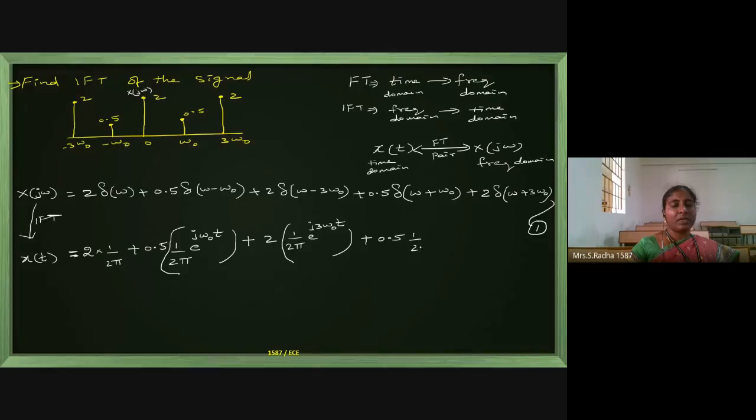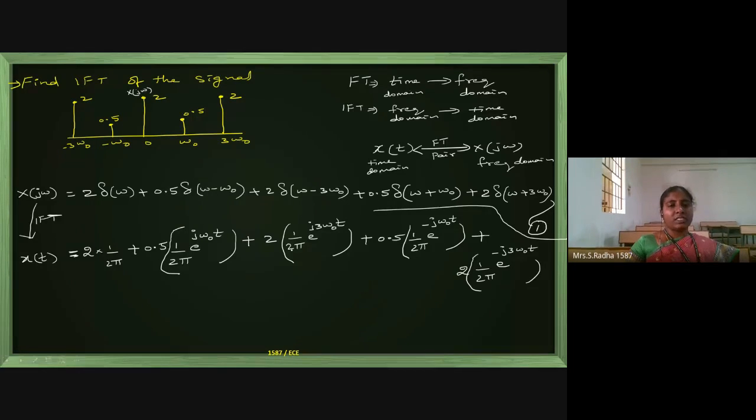1 by 2 pi will be retained. e power minus j omega naught t. Plus the next term, it is 2 into 1 by 2 pi and e power minus j 3 omega naught t. This is the inverse Fourier transform for the last term in equation 1. This is equation 1. Okay.